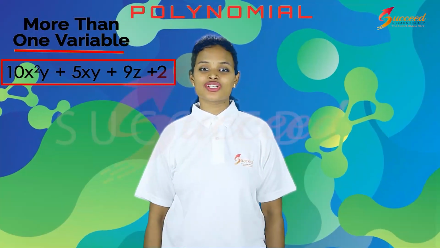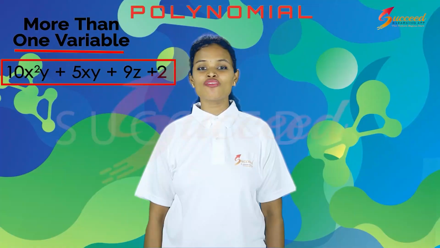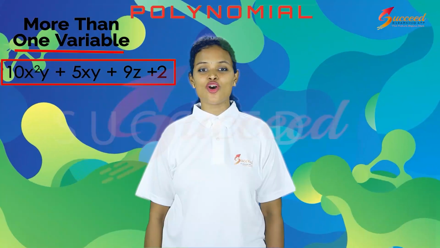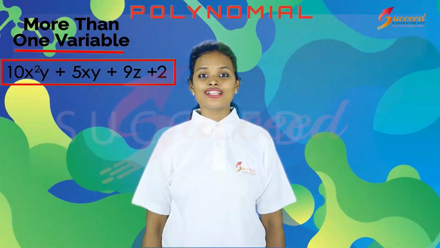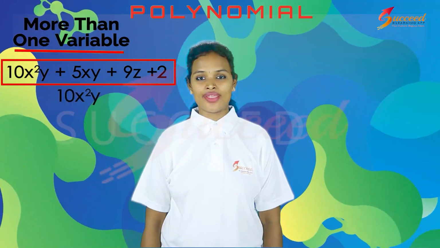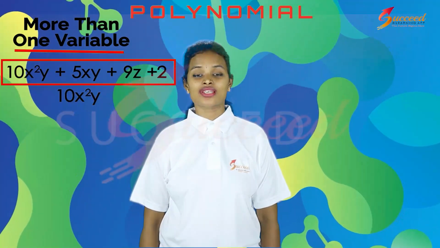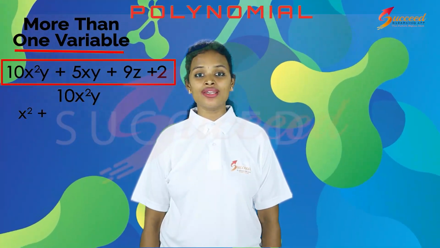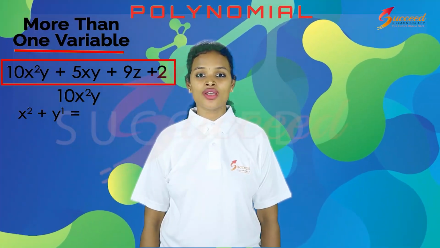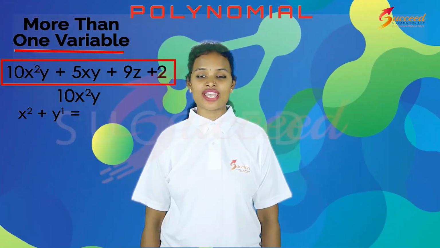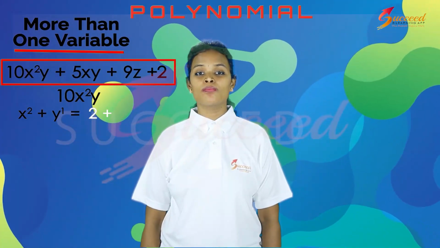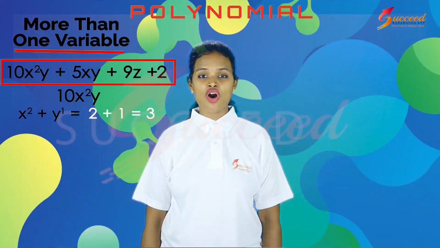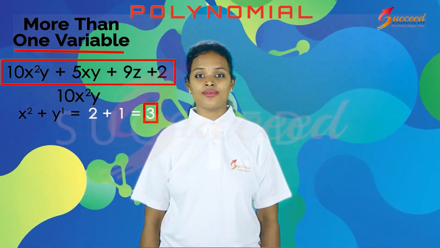This is the simplest session to understand the concept of degree of polynomials. Why don't you all try different examples to understand the degree of polynomials? Consider the first term 10x squared y. Here, there are two variables, x and y, and the exponent of x is 2 and the exponent of y is 1. So, on adding the exponents of x and y, we get 2 plus 1 equals 3. So, the exponent of x squared y is 3.